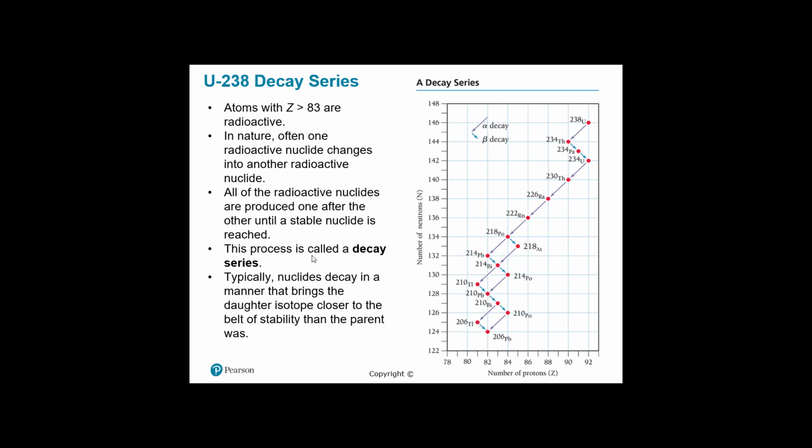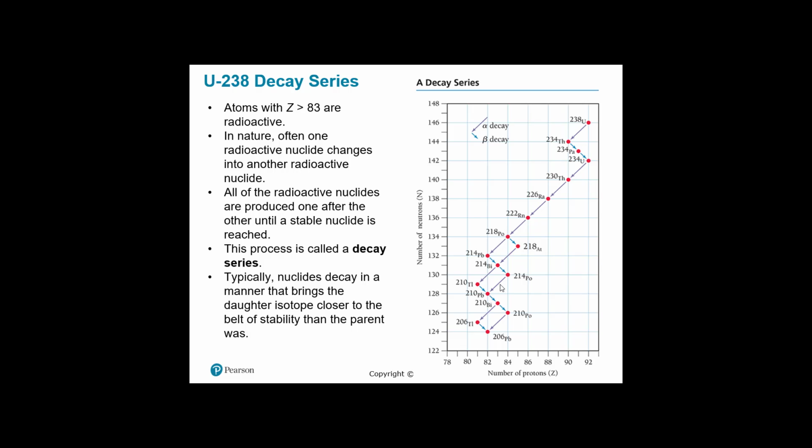They will change until they get to a stable nuclide. That's what this decay series means. So if you see an arrow that goes this way, it's alpha decay. If it goes this way, it's beta decay. So you see this will keep changing from the parent nucleus to a daughter nucleus, and it will keep going until a stable nucleus is reached. So we'll go through all these steps.